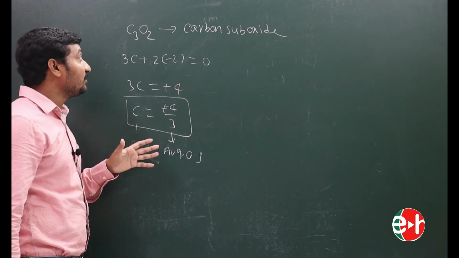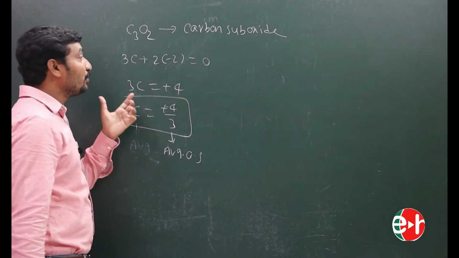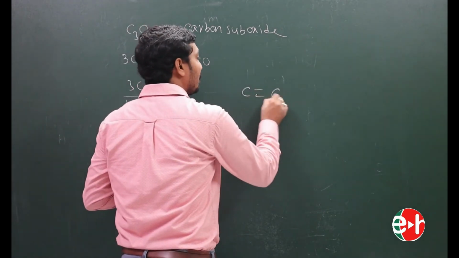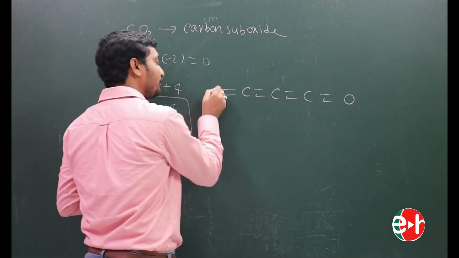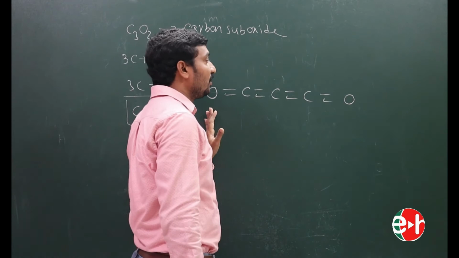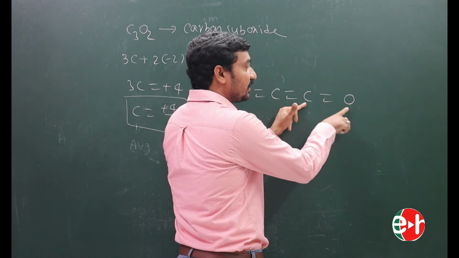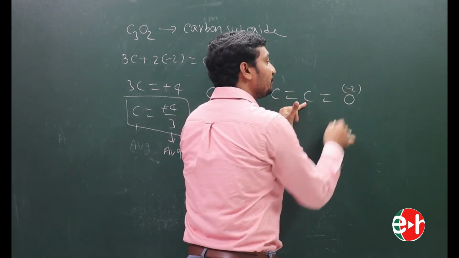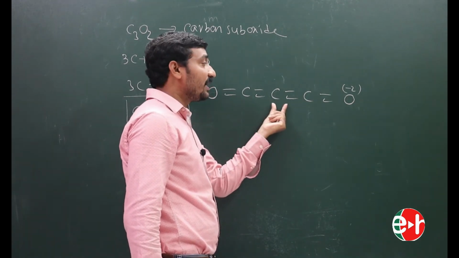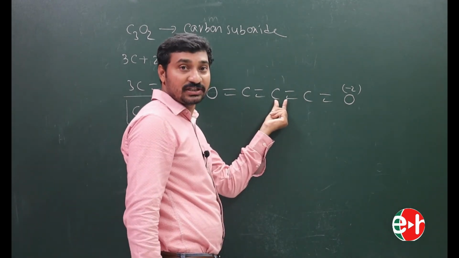Sometimes they ask what are the oxidation states of the 3 carbons in C3O2. For doing this, we should write the structure first of all. This is the structure of carbon suboxide. Listen, how to find each carbon oxidation state. See, this carbon is connected to oxygen. We know oxygen oxidation state is -2. Again this carbon is connected to carbon, a similar atom. So with a similar atom there is no oxidation state, 0.